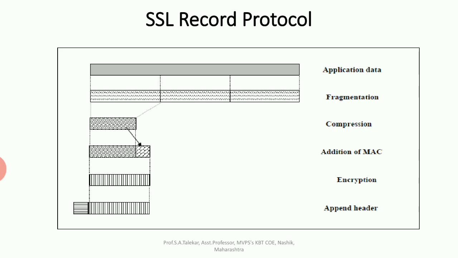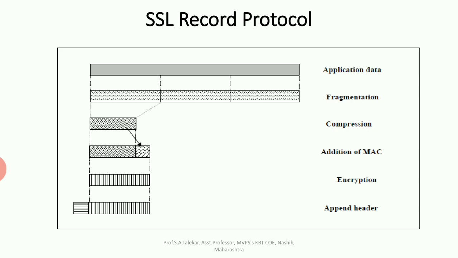We can see this figure, and in this figure it indicates the overall operations of the SSL record protocol, which are already mentioned. This record protocol takes an application message that is to be transmitted, then fragments the data into manageable blocks, optionally compresses the data, applies the MAC, encrypts, adds a header, and then transmits the resulting unit in a TCP segment. Received data is decrypted, verified, decompressed, and reassembled, and then delivered to the higher level users.